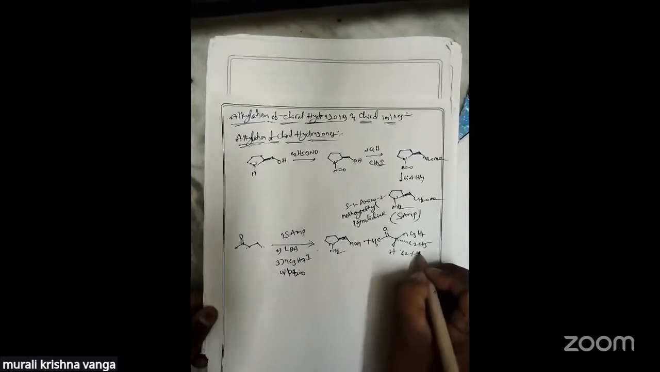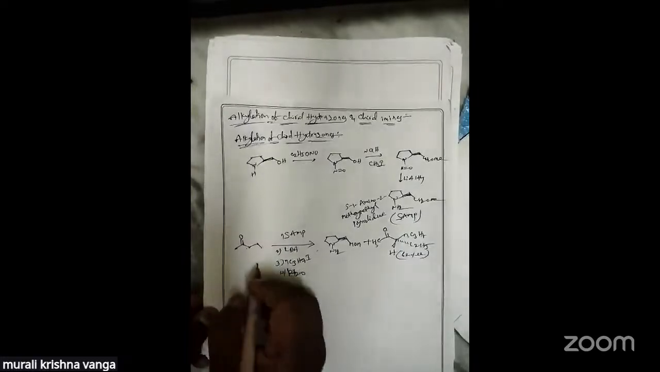methoxymethane plus the product is C2H5 nitrogen. This gives 62% enantiomeric excess formation.